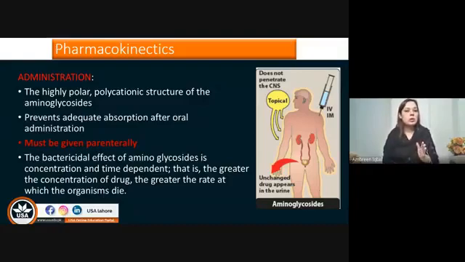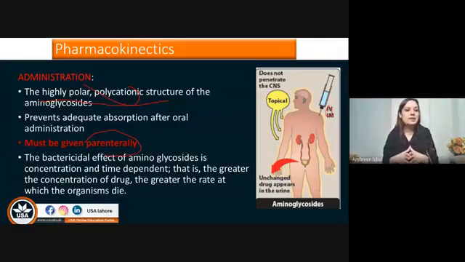Starting from the administration, as aminoglycoside is a highly polar polycationic structure, it prevents adequate absorption after oral administration. When we take it orally, it's highly difficult for the drug to be absorbed because of this structure, so its absorption is reduced. So how can we manage this issue? We can manage it by giving these drugs parenterally. I mean, we may use intravenous or intramuscular injections to administer this drug instead of giving it orally.